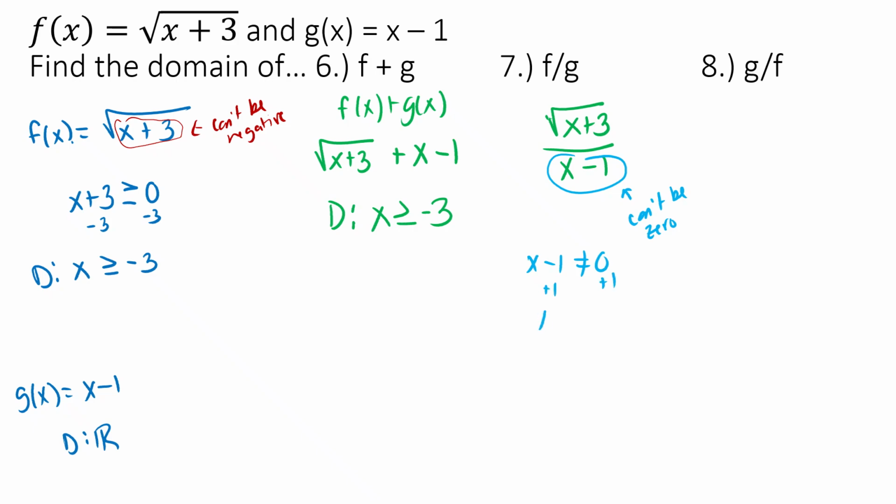Go ahead and add the 1. So x cannot equal 1. So how on earth do you write this as an answer? Excellent question. Well, there's a lot of ways you can write it. I'm just going to put it this way. I'm going to say x is greater than or equal to negative 3 and x cannot equal 1. So I'm going to write it that way.